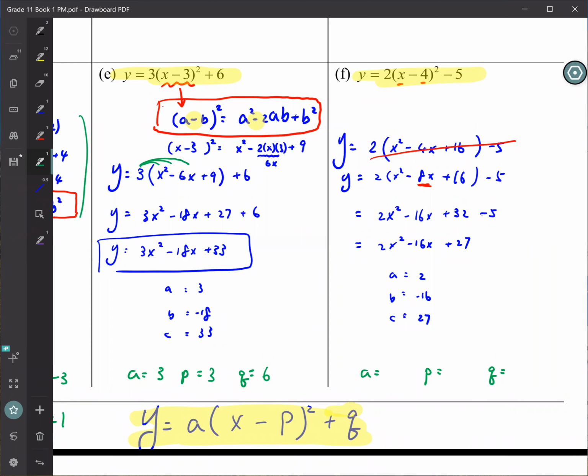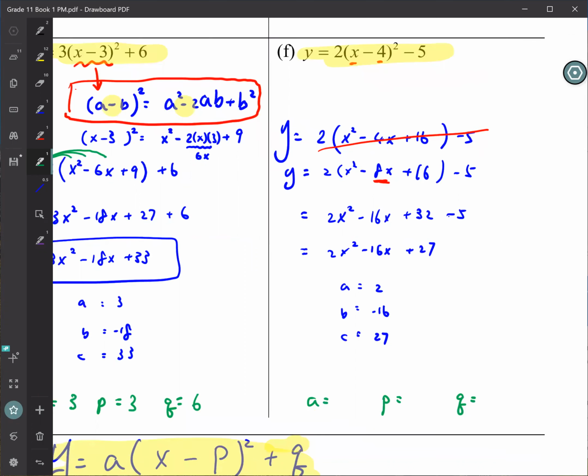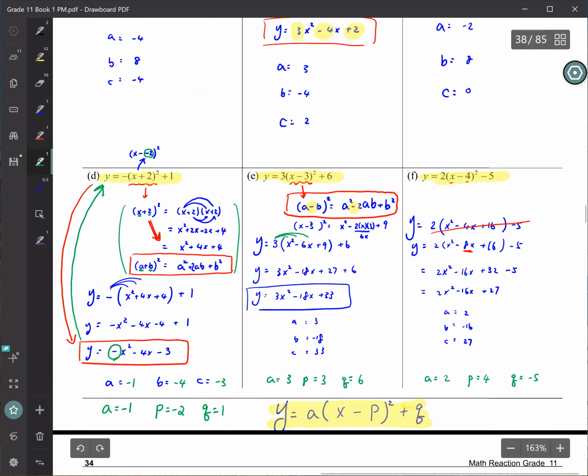Okay, and Marcus, can you tell us the APQ for F? Marcus, what's your APQ? A is 2, P is 4, and Q is -5. Yes. Okay, very good. So now everyone knows how to write out APQ, okay?